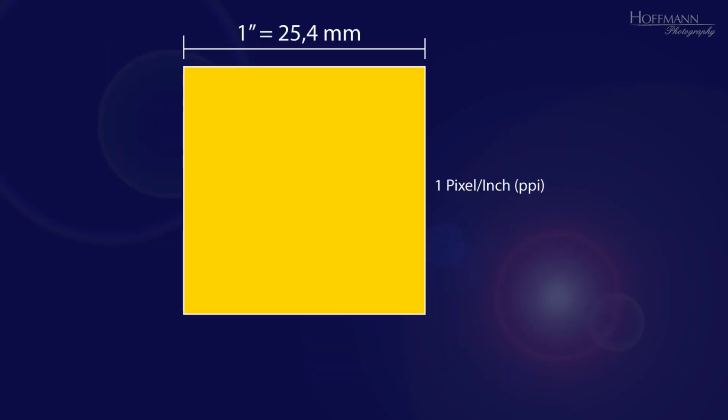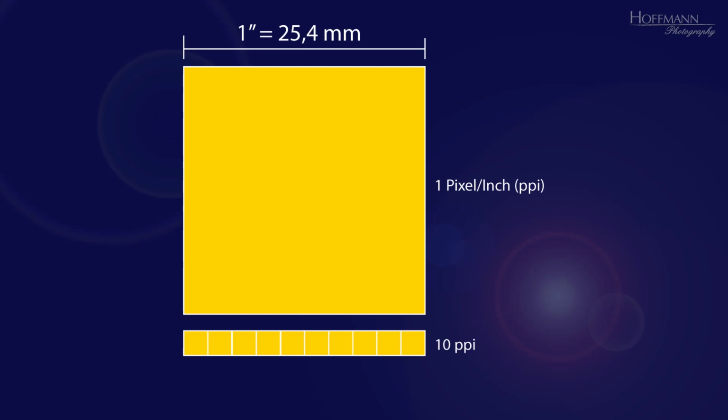The resolution indicates how many pixels fit on a unit of length. This unit of length is usually taken to be an inch. If only one pixel fits on 1 inch, then the resolution is 1 pixel per inch, or short ppi. And the edge length of the pixel is then exactly 1 inch. If 10 pixels fit on 1 inch, the resolution is 10 pixels per inch, and the edge length of any one pixel is then, of course, only 1/10 of an inch. And so on. The higher the resolution, the smaller the pixels.